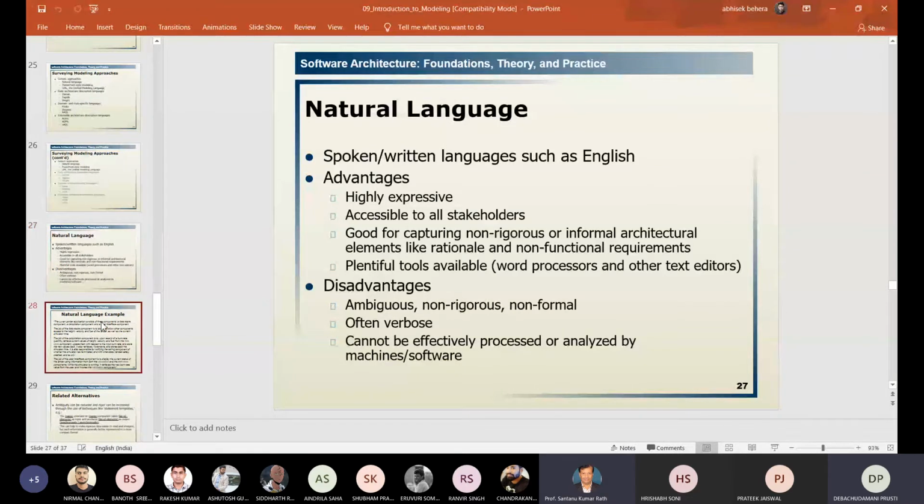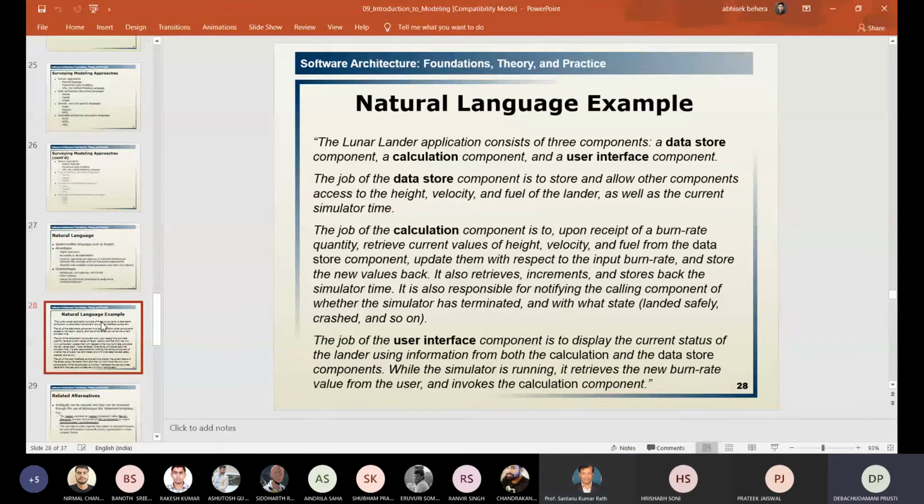Then some examples. These are some theoretical aspects. I'm covering it faster. The Lunar Lander application consists of the three components we already discussed: a data store, the computational component, and the user interface component. The job of the data store is to store and allow the components to access all parameters like height, velocity, fuel, landing space, as well as the current simulator time.